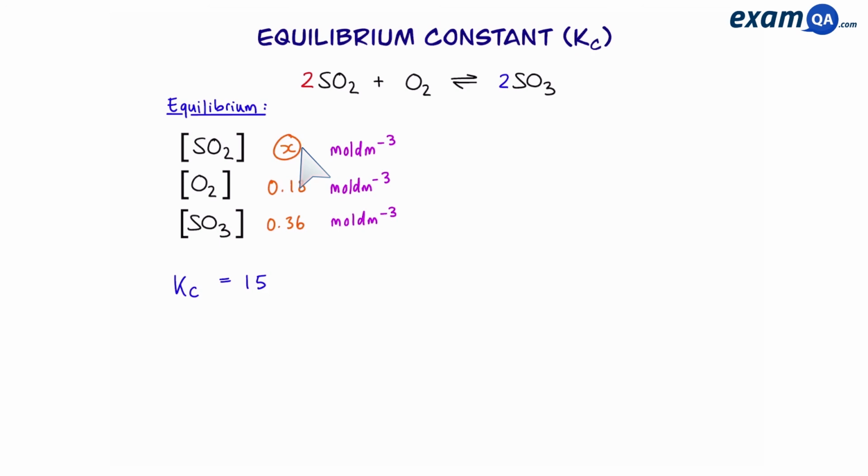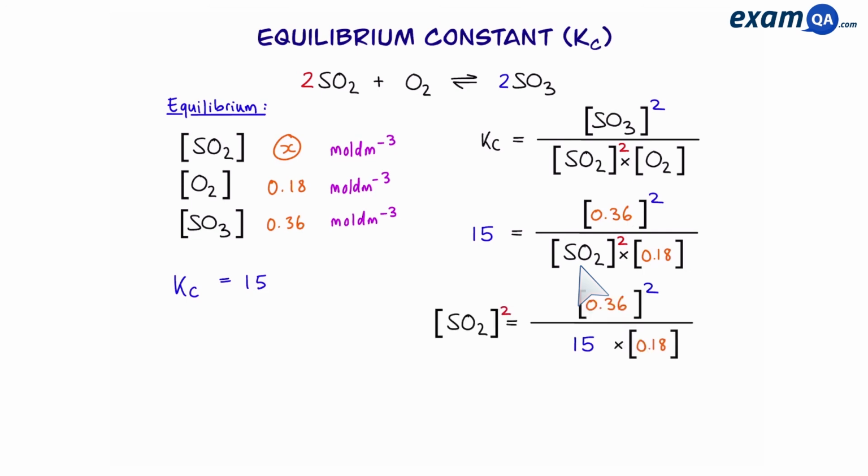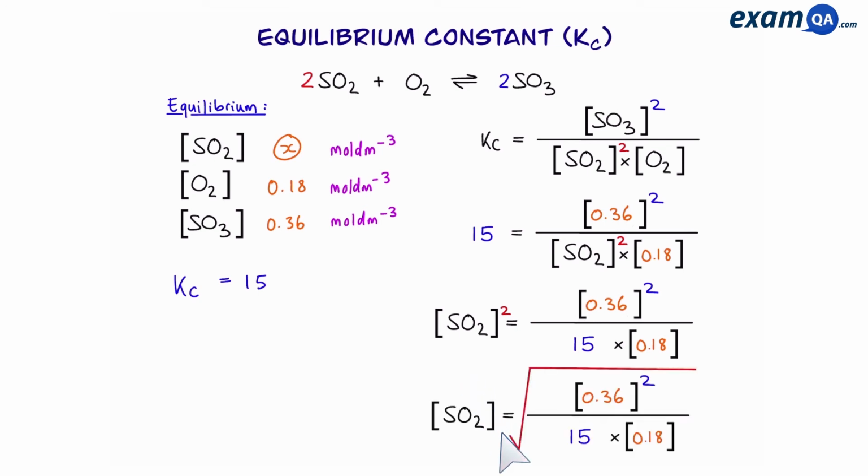So all we're going to do is first of all write our expression. Then we're going to again plug in the numbers that we know. This time we actually know the value for Kc, so we can simply plug it into our expression. Of course, we don't know the concentration of SO2, so we'll leave it as it is. Now we're going to try and make SO2 the subject. So we're going to rearrange so that SO2 squared equals the following. Next, we're going to remove the square by square rooting both sides, and that gives us a final answer of 0.219, which is the concentration of SO2 at equilibrium.